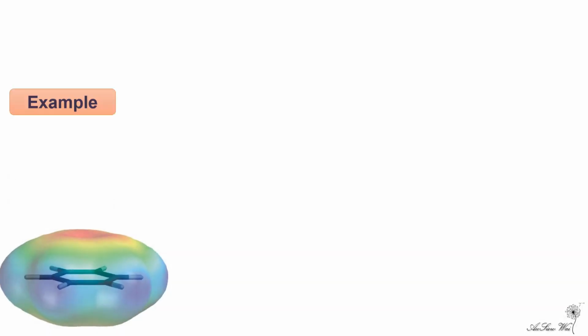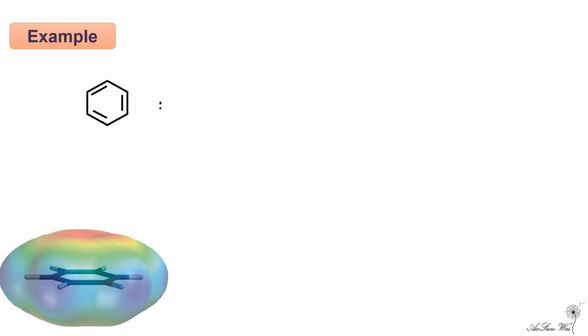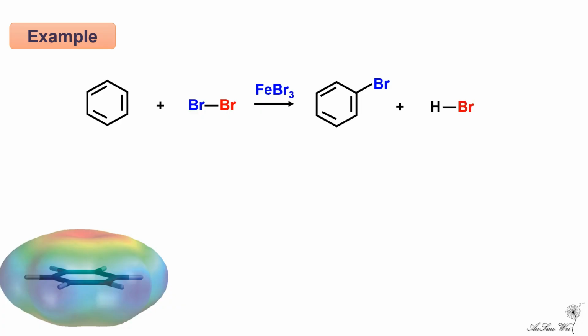Example: bromination of benzene in the presence of a catalyst. One hydrogen atom in the benzene ring is substituted by Br from the bromine molecule, producing a bromobenzene and HBr.